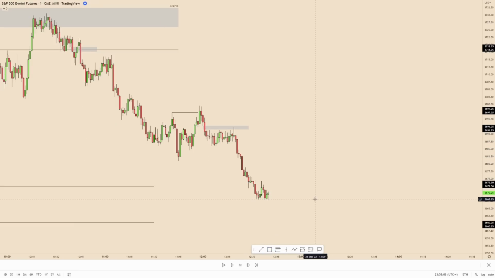This will be kind of an intro into my Build a Model series where I kind of go over what I look for in an entry model and how you can kind of customize it and find what works for you in order to find your lower time frame entry model that you feel comfortable trading.